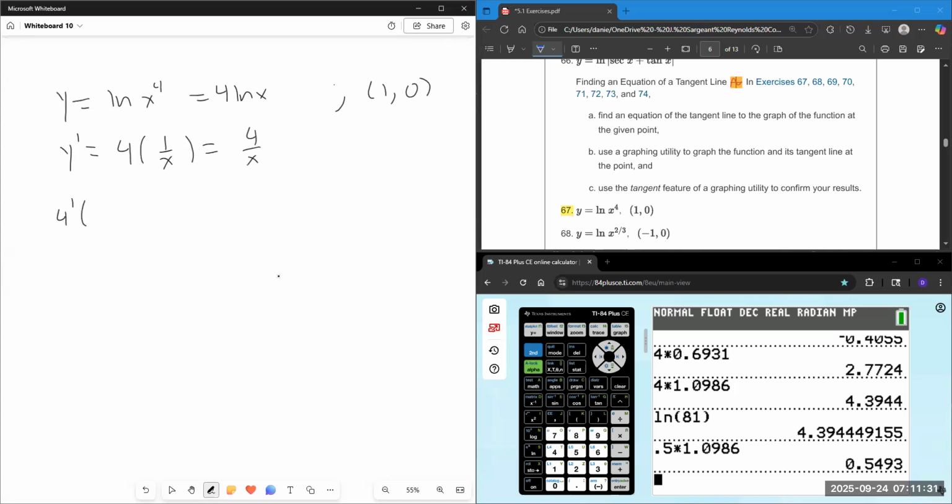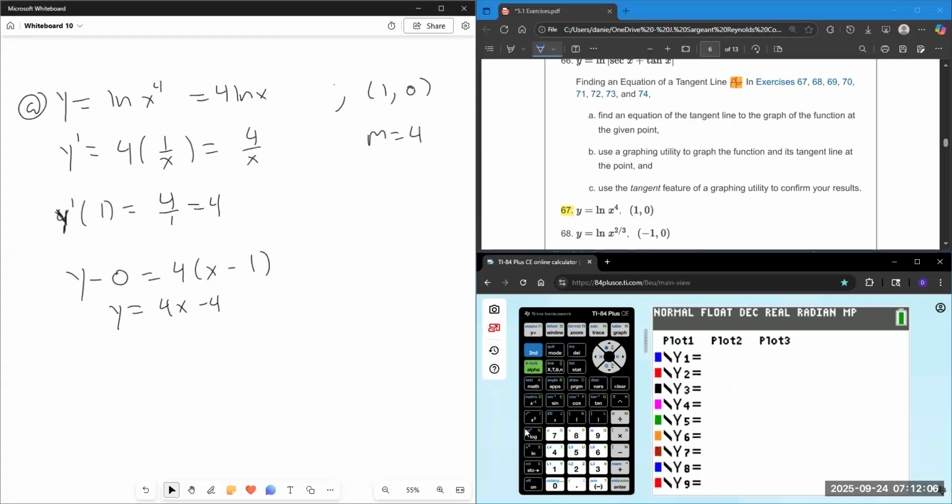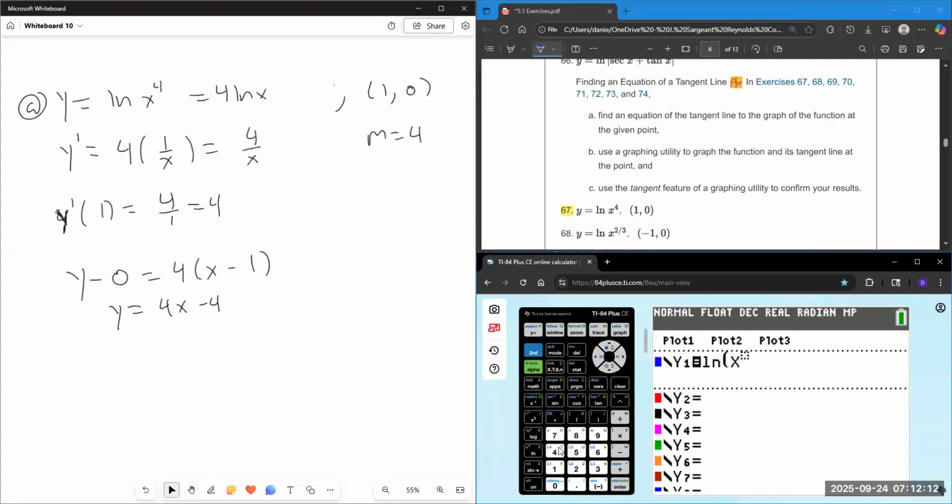Y prime at 1 is 4 over 1 is 4, so my m is 4. My equation of my tangent line is y minus y1 is equal to m times x minus x1. Y is equal to 4x minus 4 is the answer to part A. So let's graph y equals ln of x to the 4th.